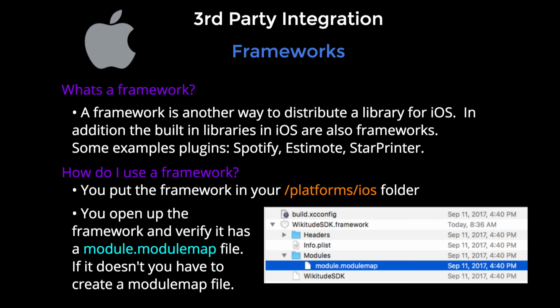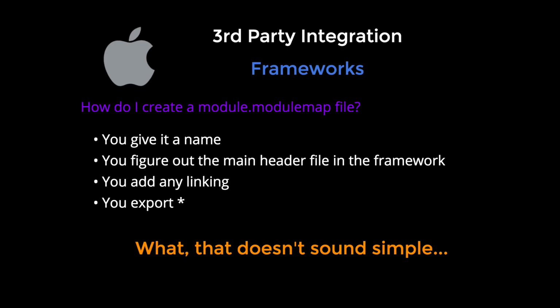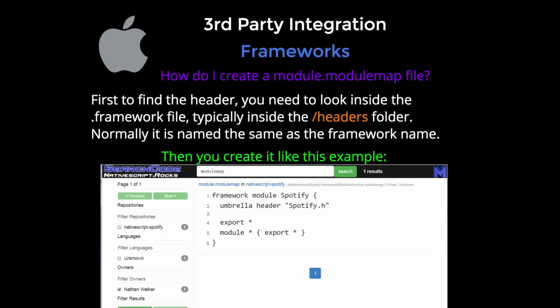The first thing you want to check is you open up the actual framework folder and check to verify it has a module.modulemap file. If it doesn't, you're going to have to create the module map. Creating a module map is pretty simple. First of all, you give it a name, module.modulemap. The next thing you need to do is figure out what the main header file in the framework is. And then you add any linking and you add your export. That doesn't sound that simple. Well, if you look at this, it's very simple. Framework module Spotify, umbrella header Spotify.h, export *, module *, export *.